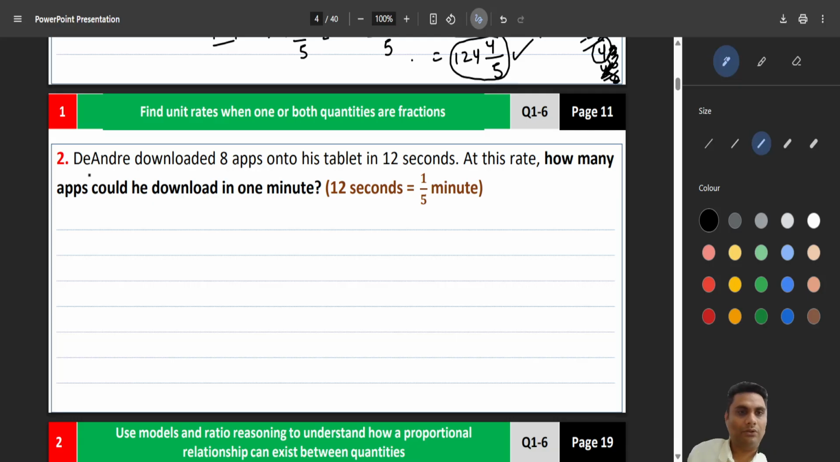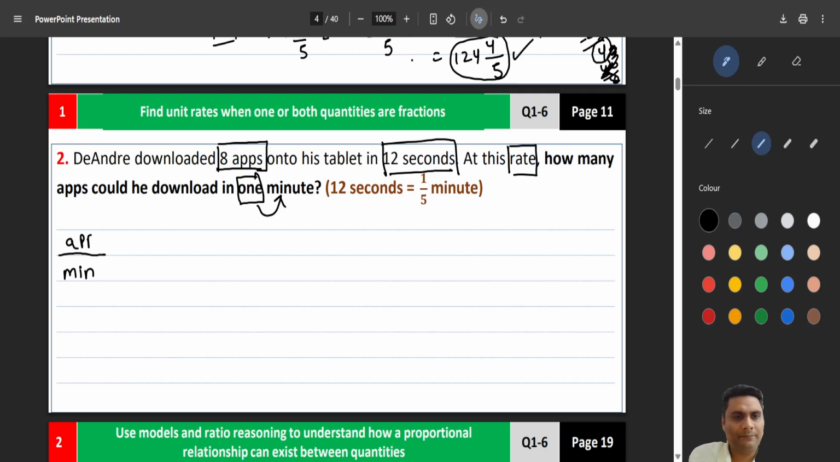DeAndre downloaded 8 apps. First of all, we have to find two numbers, right? No need to read the full question. What are the two numbers? 8 apps, 12 seconds. And we are talking about the rate, so I need a ratio. Something will come up and something will come down. Now where's the keyword 1? Here's the 1. The 1 says that the minute should go down. So I am putting the minute down and the apps will go up.